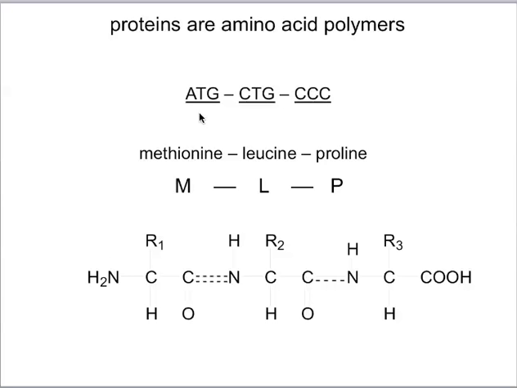So ATG encodes for methionine, represented in the single letter code M here. CTG represents a leucine. CCC represents a proline. So we can see how we can go from this 3-letter word to a sentence that defines our protein polymer. We'd write the protein sequence this way, MLP for methionine, leucine, proline, but when we're drawing the chemical structure, we see some interesting details emerging that remind us of what we've already seen for other polymers.